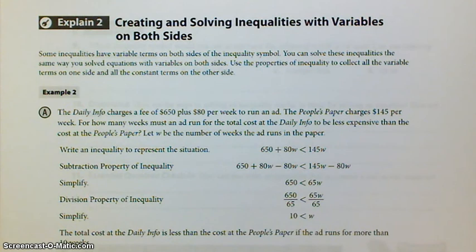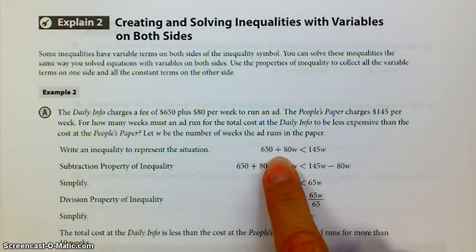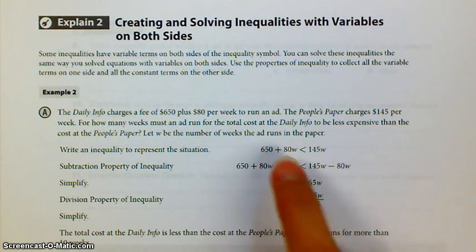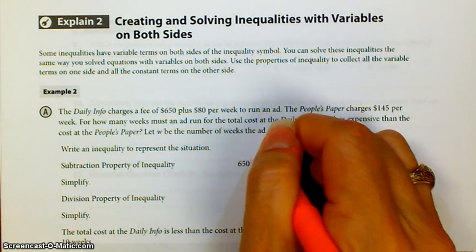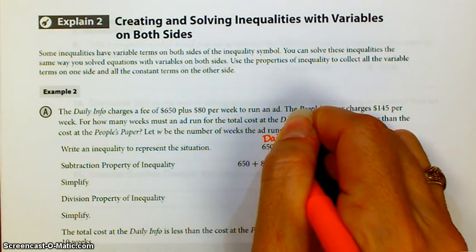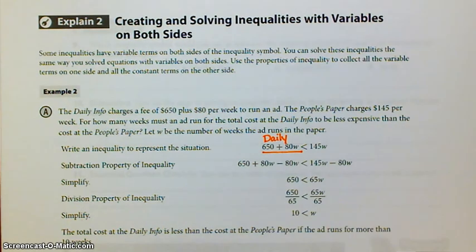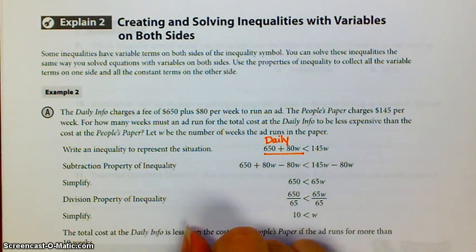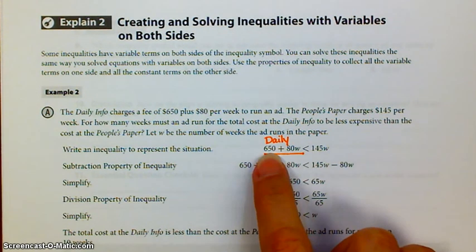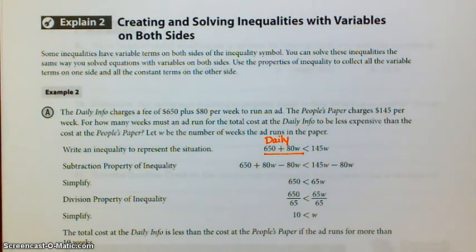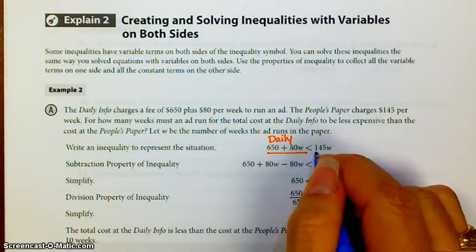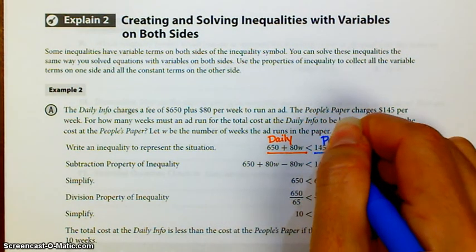Okay, so write an inequality to represent the situation. So we've got $650 plus $80 per week. Sorry, that's Daily Info, so daily. And then we want to know how many weeks is it going to take for the Daily to be less than the People's Paper. So this other one is the People's Paper.